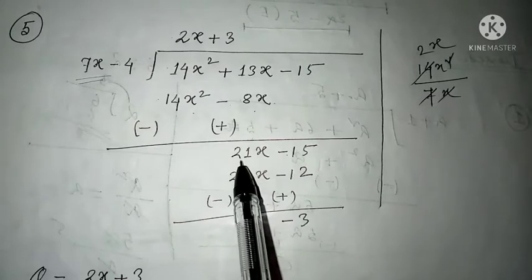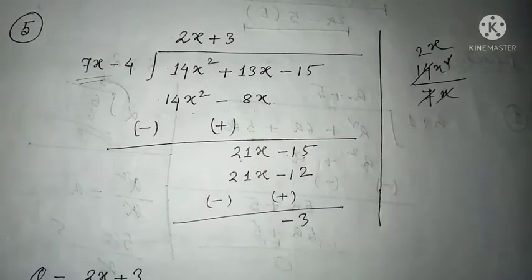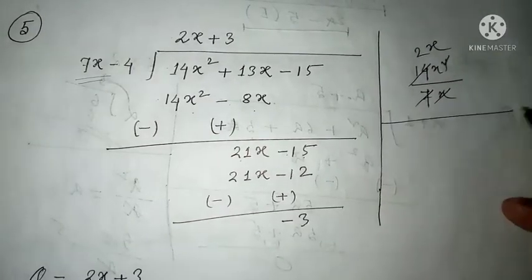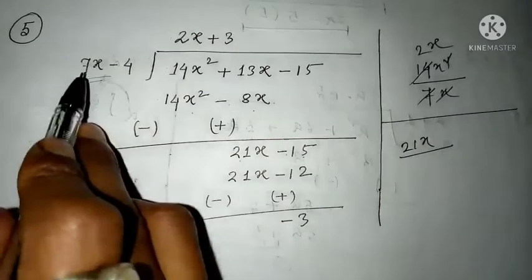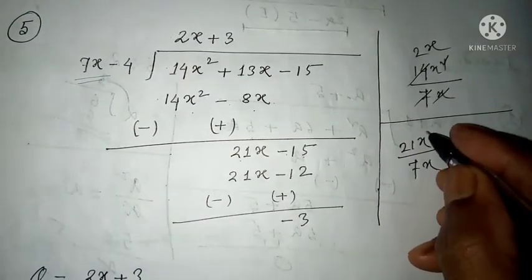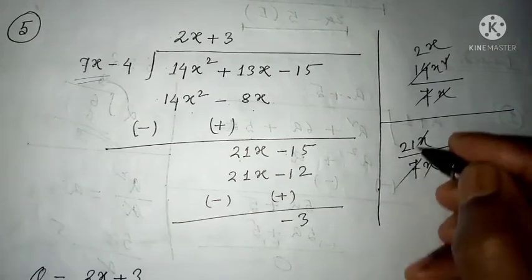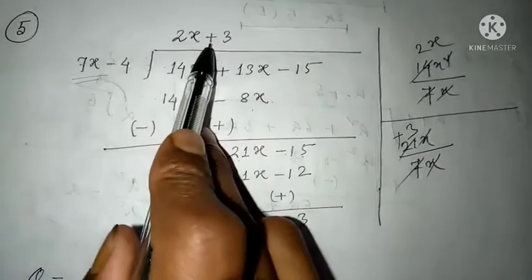Then 21x minus 15, that is your new what, dividend. Then you write here 21x. Then what is the first term of the divisor? 7x. Okay, then this x gets cancelled, 7 divides 21 three times, that means plus 3, so you write here plus 3.